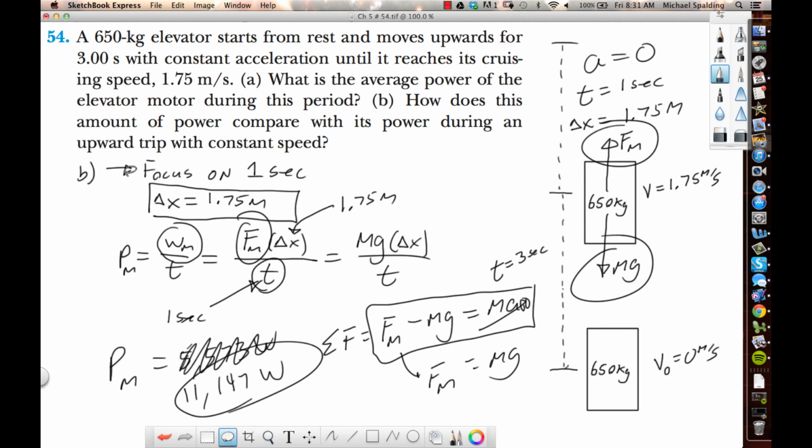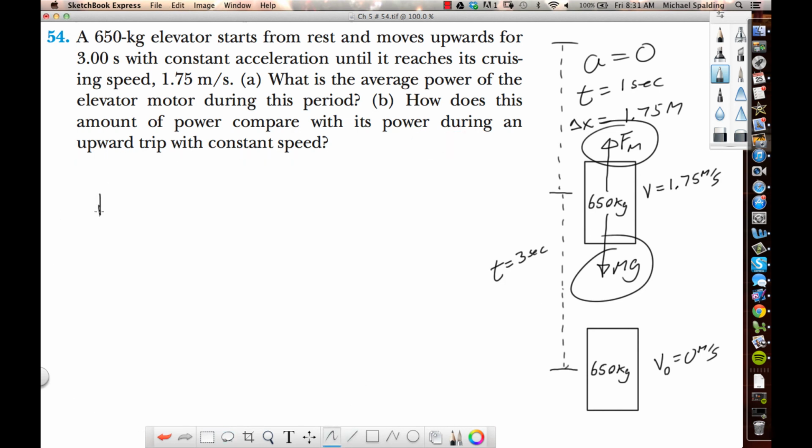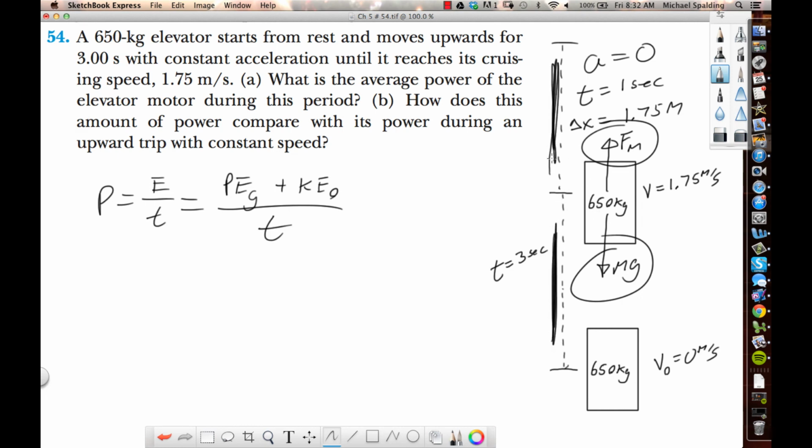Okay. So the other way you could have done this to find the power of the motor during the second part is how? Power is energy per time. Look, what did we have before? In the first part, we said the elevator is gaining potential and it's gaining kinetic. So what's different now in the second part? The elevator's moving at constant speed. Is it gaining kinetic? No, it is not gaining kinetic.